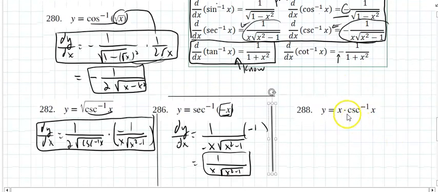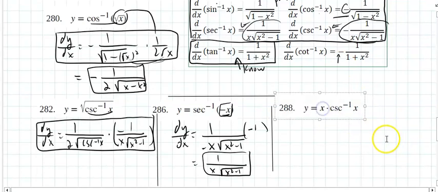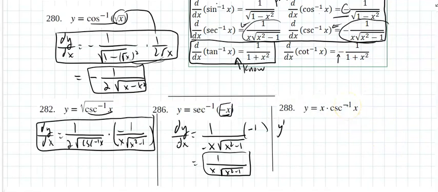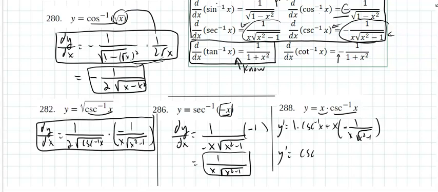And if I want to take a derivative of x times inverse cosecant, well, let's see. In this case, it's going to be the product rule. Derivative of the first times the second plus the first times the derivative of the second. What's the derivative of inverse cosecant? The derivative is negative 1 over x square root of x squared minus 1. Now, you notice that those cancel out. And there it is.